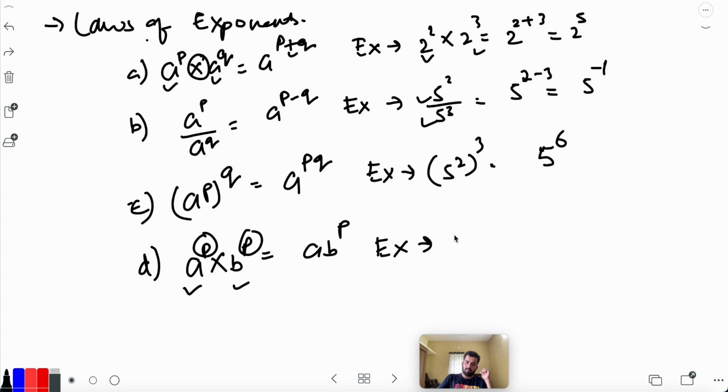Okay, in this part, let's take example. A power p. Assume we have 3 power 2 into 5 power 2. In this one, what you will do? Just multiply the base only. So 15 power 2. So like this way you can answer.